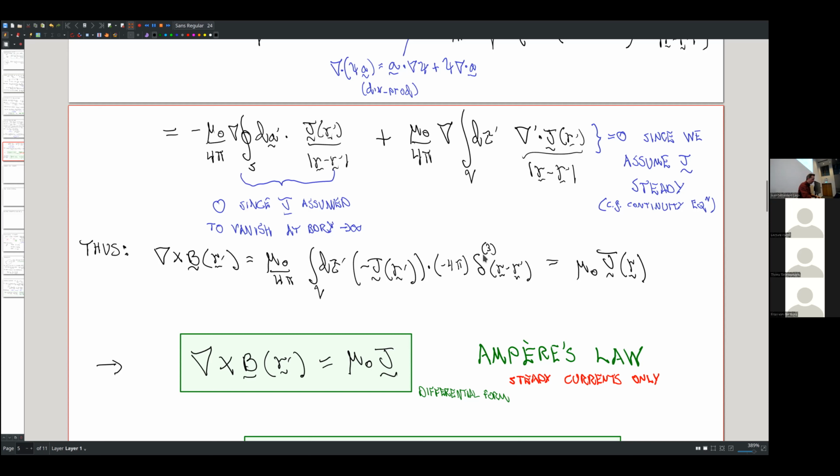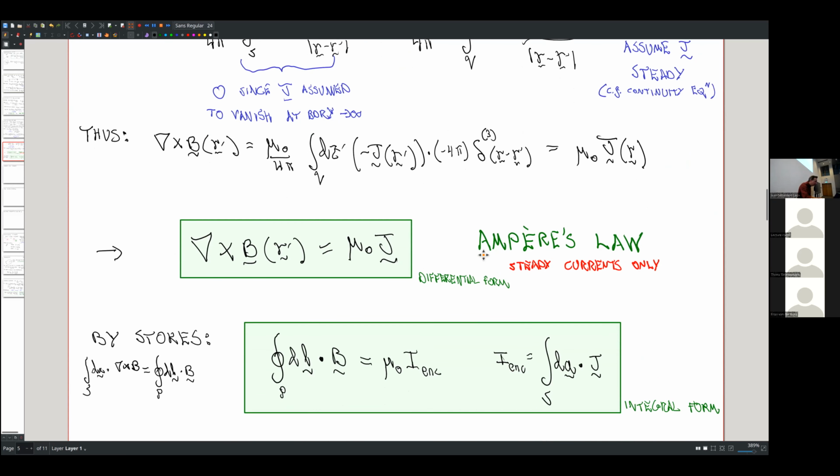Right. So let's see. So that is the differential form of Ampere's law. And then just to finish this here, the one thing that we can do is invoke our good friend Stokes and his theorem to lift this to an integral form, which is really the kind of really useful one that we can use in the next few minutes.